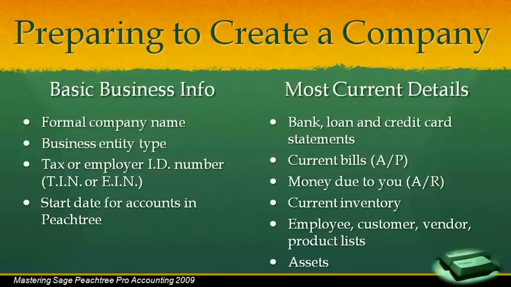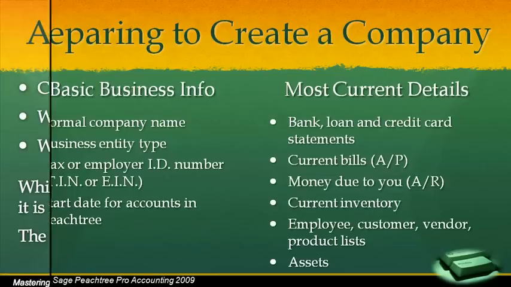If you have any current inventory, you should take a current inventory, make sure it's accurate, so that can be entered. And then again, any employee, customer, vendor, and product lists, as well as lists of assets like furniture, computer equipment, or vehicles. It sounds like a lot, and we want to have it all together when we first get started so we can have a good start to our file.